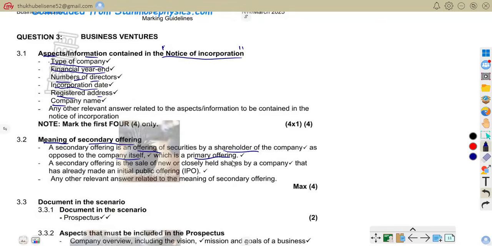Meaning to say, a secondary offering is when existing shareholders sell their shares to the public instead of the company issuing new shares. For example, an investor who owns shares in a company may sell some of those shares on the stock exchange. That is that. A secondary offering is the sale of new or closely held shares by a company that has already made an initial public offering. So let us move on to 3.3.